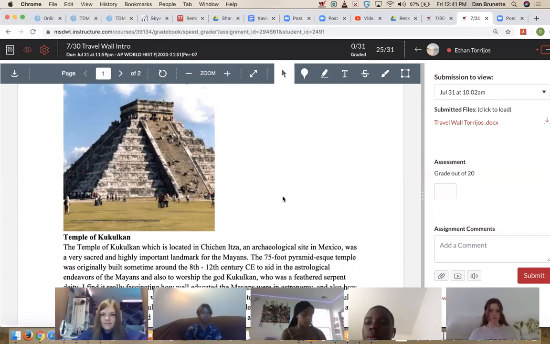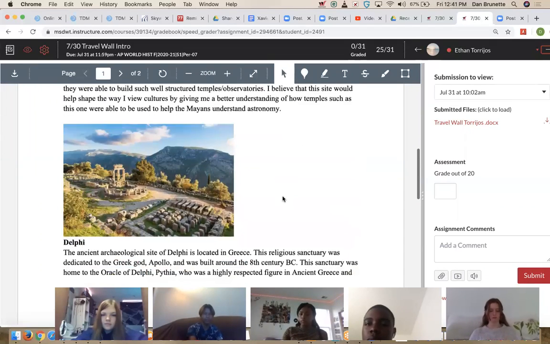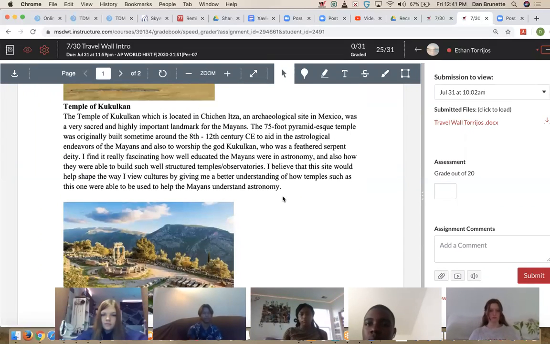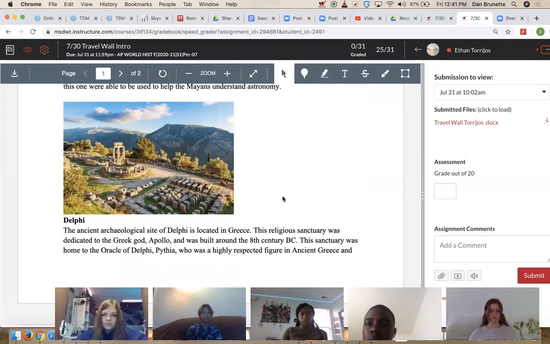My name is Ethan. I went to Eastwood, and this is the Temple of Kukulkan, also known as El Castillo. It was a temple that was used as an observatory for astronomy, and it was also a temple to worship the god Kukulkan. And I think it would be really nice to go here because I would like to learn about the Mayans, who were known as great astronomers of their time.